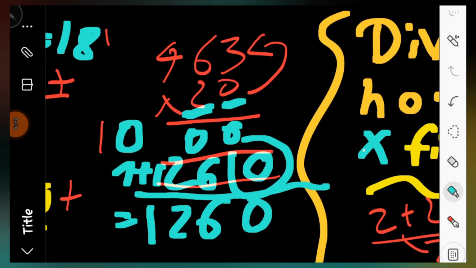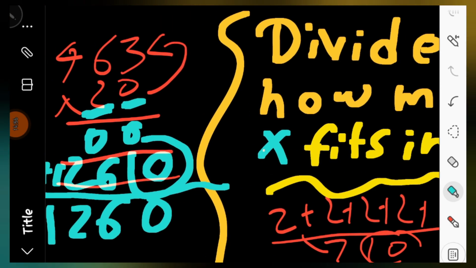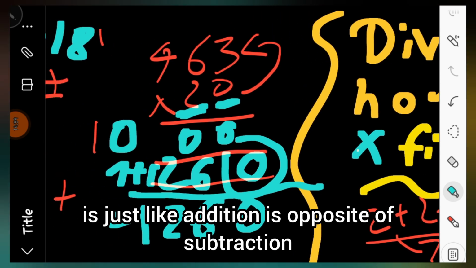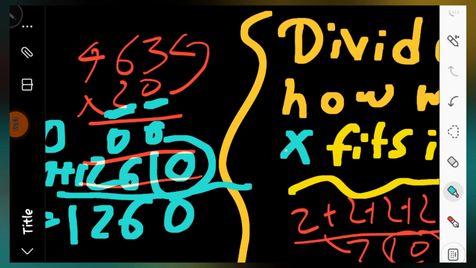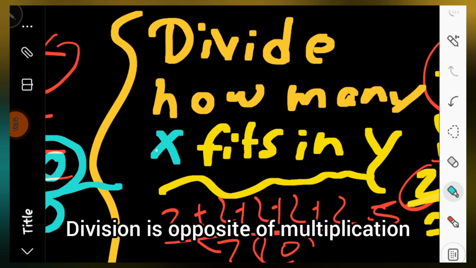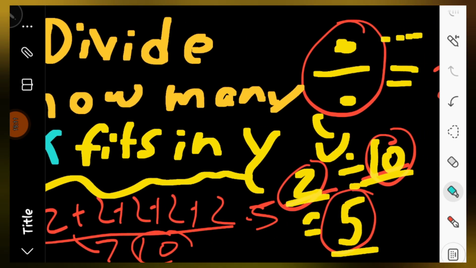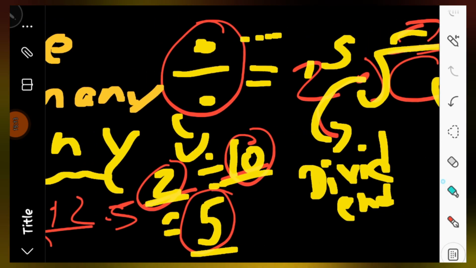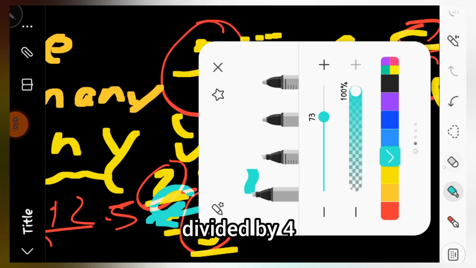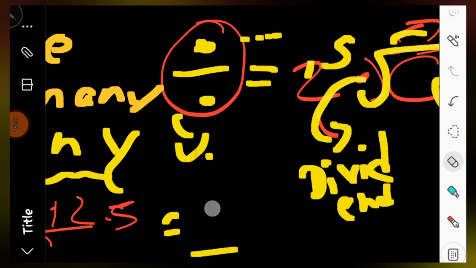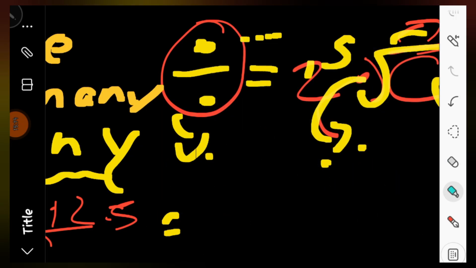I hope you understand. Division. Division is the opposite of multiplication, just like subtraction is the opposite of addition. Division shows us how many times one number fits in another. You may ask what? So let's say 9 divided by 4.